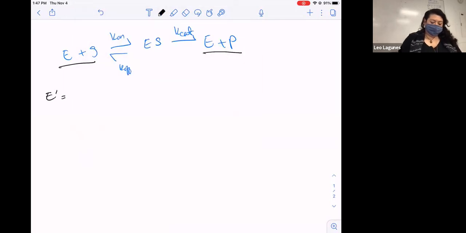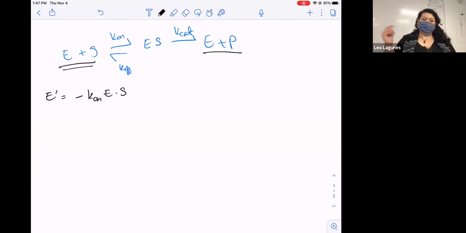Okay, if we look at the enzyme from the far left side, we are losing enzyme from that forward reaction, the one with K on. So we're losing the enzyme with the reaction rate parameter K on. But every time that the reaction takes place, there's a substrate attached to it. So this is E times S, not like the complex ES.